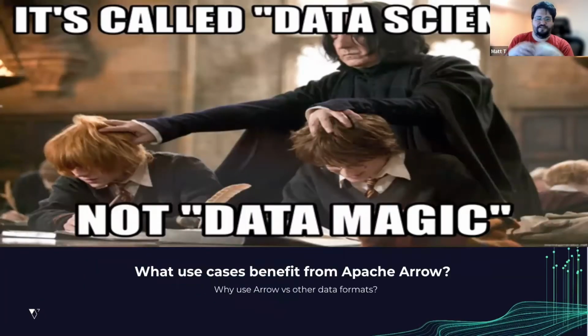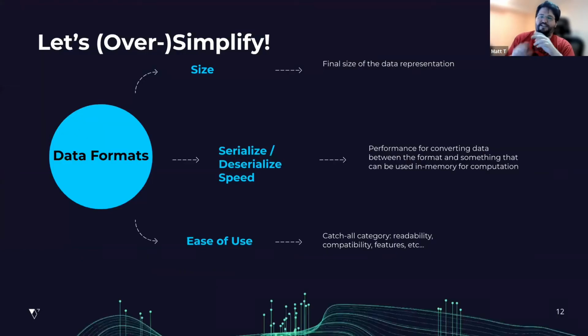So, that is an example. When should you use Arrow? When should you not? Like, what are the use cases that actually really benefit from it? To address that, let's oversimplify a little bit.